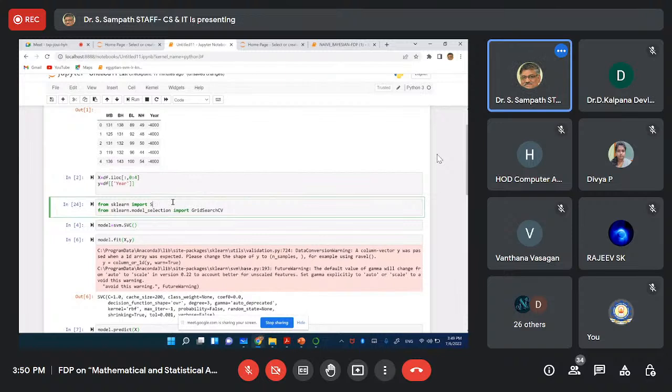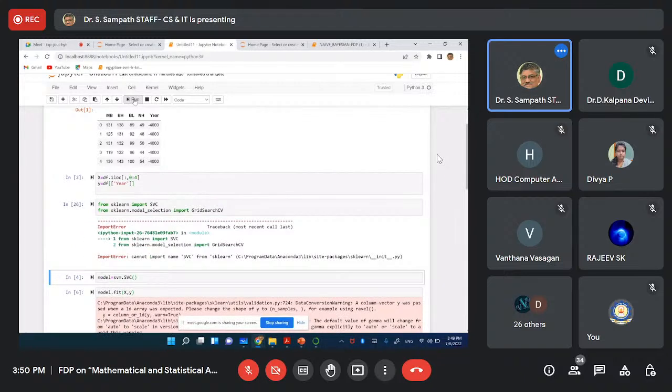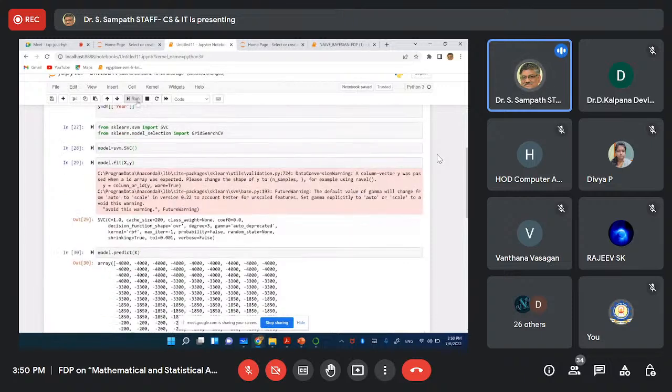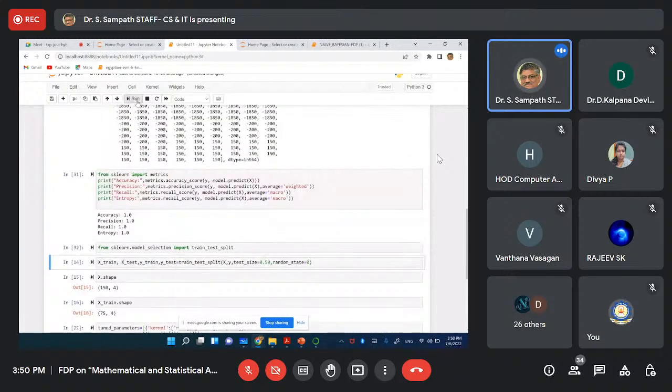Have SVC. How did it work there? I don't know. Okay. Cannot import SVC from sklearn.svm. From sklearn.svm. Okay, so model equal to this one. So it is gone. So let it go like that. So let it come here.